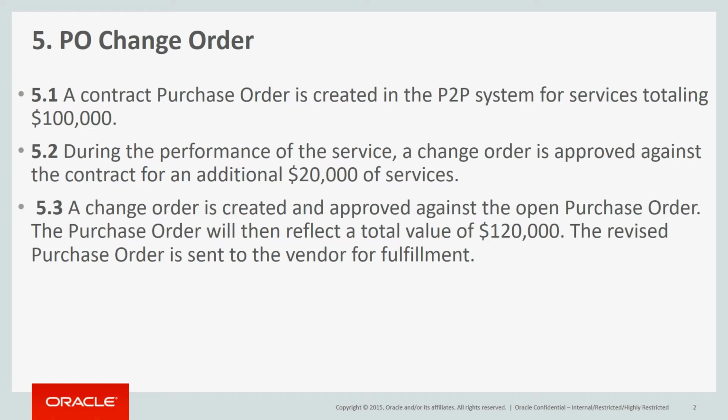This demo vignette will cover item number 5 from your demo script, which is the PO change order. We're going to start by putting in a one-line purchase order to buy some legal services from a vendor, and then we'll make a couple of changes to those. And at the end, I'll show you the revision history, and you can see the full audit trail of every change that's been made.